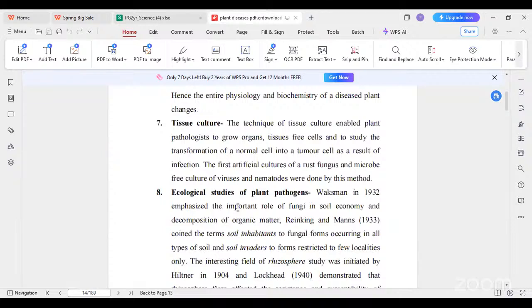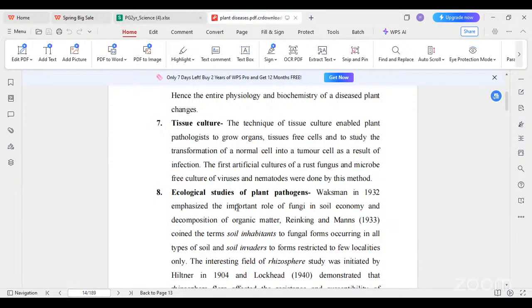Seventh, tissue culture. The technique of tissue culture enabled plant pathologists to grow organs, tissues, and free cells and to study the transformation of a normal cell into a tumor cell as a result of infection. The first artificial culture of a rust fungus and the culture of viruses and nematodes were done by this method.